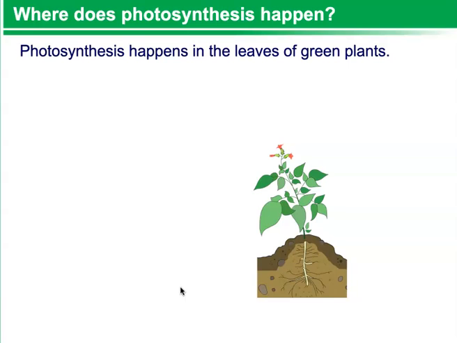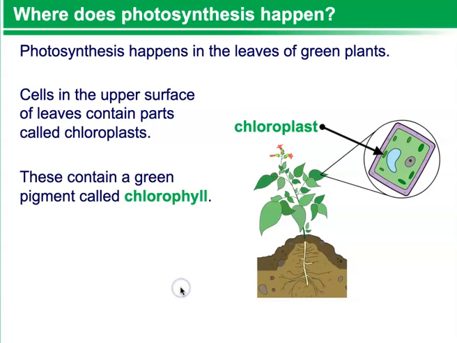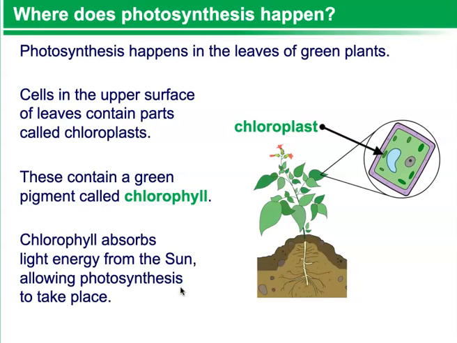Where does photosynthesis happen? Photosynthesis happens in the leaves of green plants. Cells in the upper surface of leaves contain parts called chloroplasts. These contain a green pigment called chlorophyll. Chlorophyll absorbs light energy from the sun, allowing photosynthesis to take place.